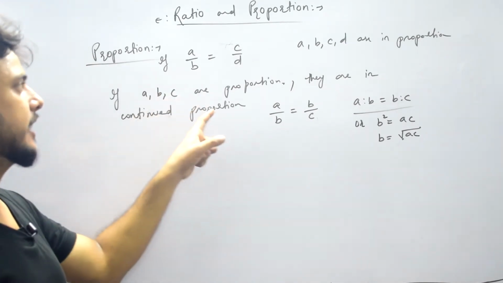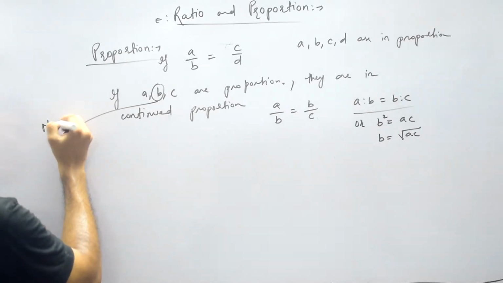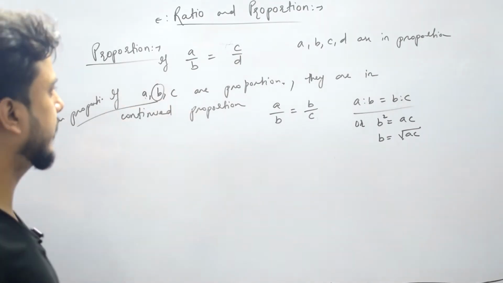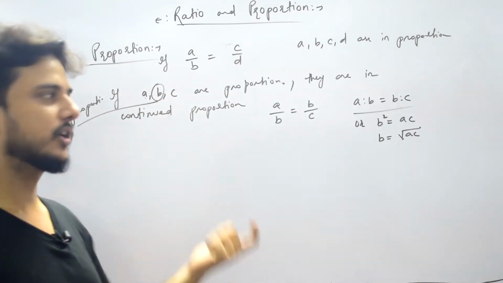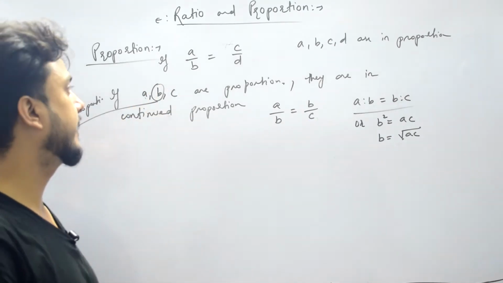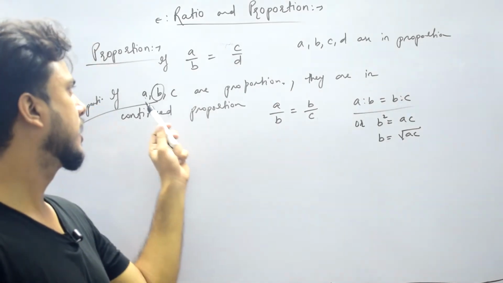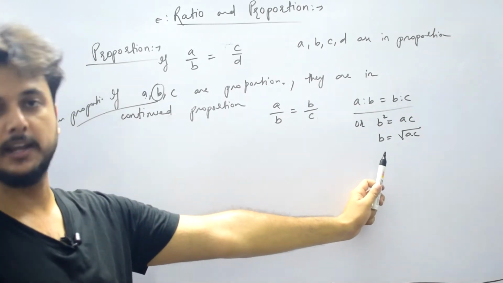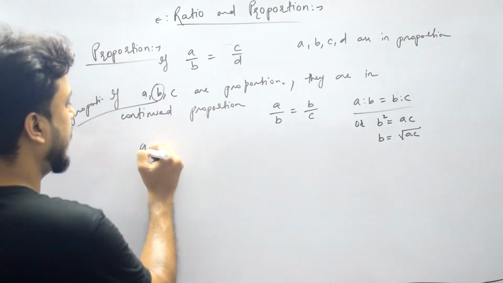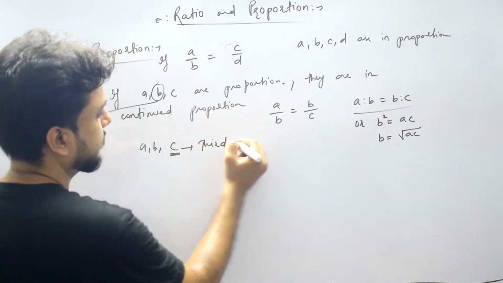If you have to find the mean proportion, see, if A, B, C are in continued proportion, then this B is also known as the mean proportion. So if three terms are given and the question says find the mean proportion, or simply, suppose two terms are given, normally three terms will not be given, two terms are given and the question says find the mean proportion, that means we have to find B. So we have to simply find the square root of the product of the numbers which are given. And if the question says find the third proportion, so if A, B are given, then C is the third proportion.